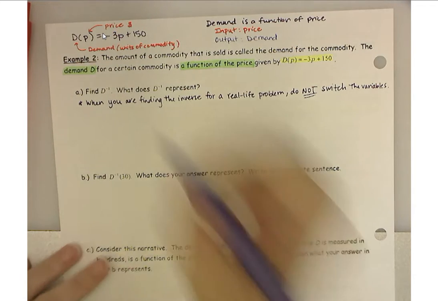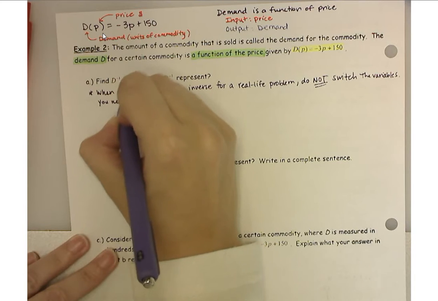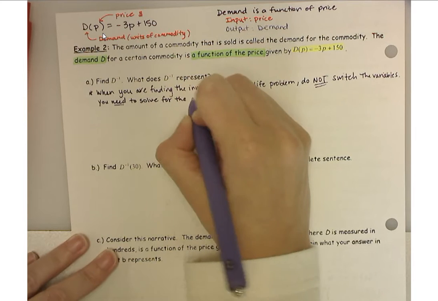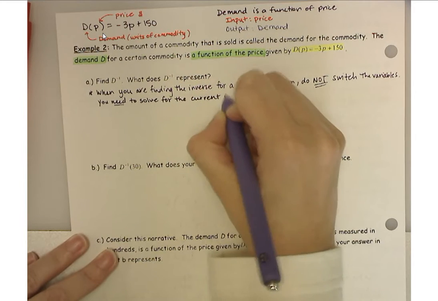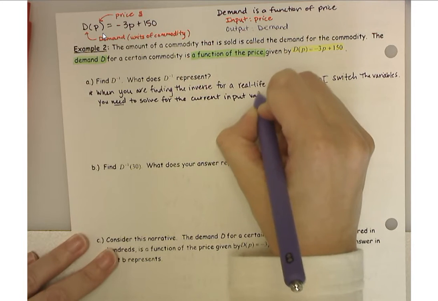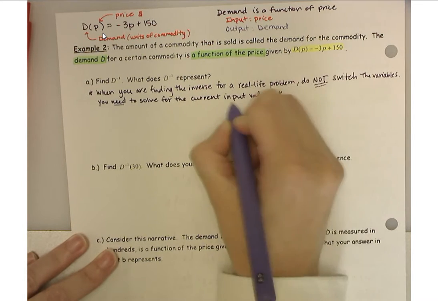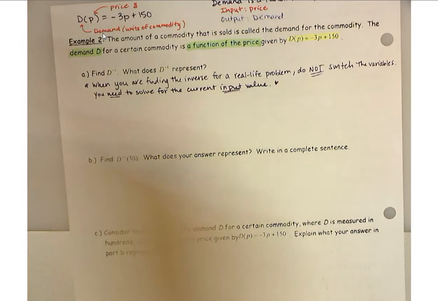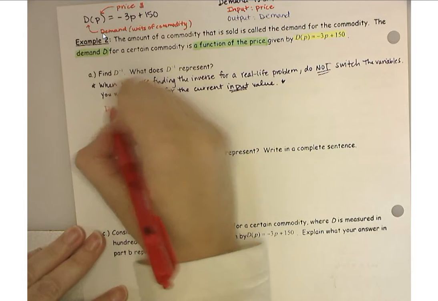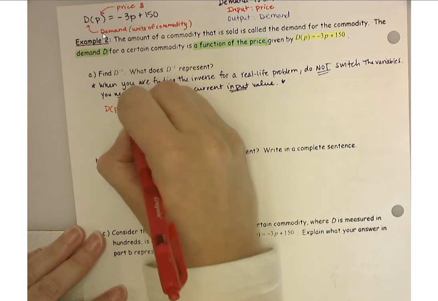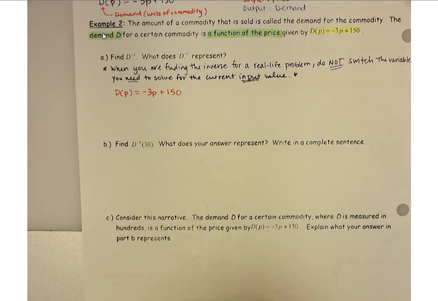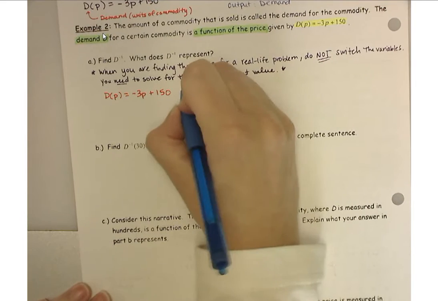You need to solve for the current input value. So instead of switching, what we're going to do is we're just going to solve for whatever our input is. So for this equation, D of P equals negative 3P plus 150. Maddie, what are we going to solve for? The P. Okay, so we're going to solve this for P.